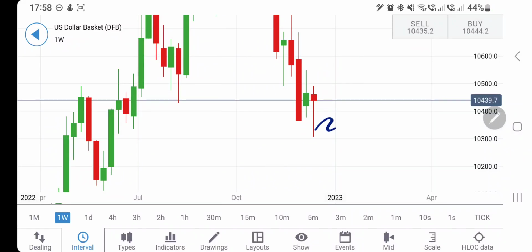The dollar index has seen a good drop this week, achieved close to 103 levels, and since then it has bounced back and closed the week at around 104.4 levels, at the same time closing the candle in red.